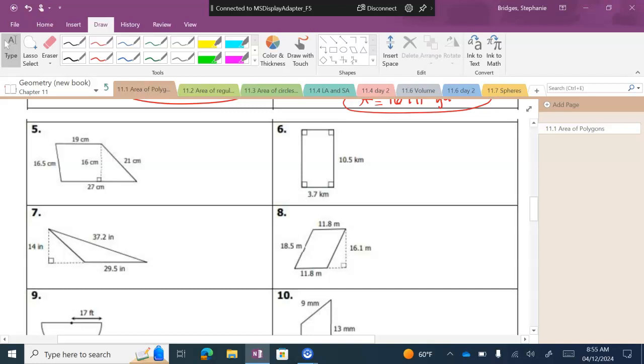Remember, your base and your height have to be perpendicular. Specifically on number 7, that is a triangle. Your height may not be inside the triangle. They may show you your height on the outside of a triangle with a dotted line.